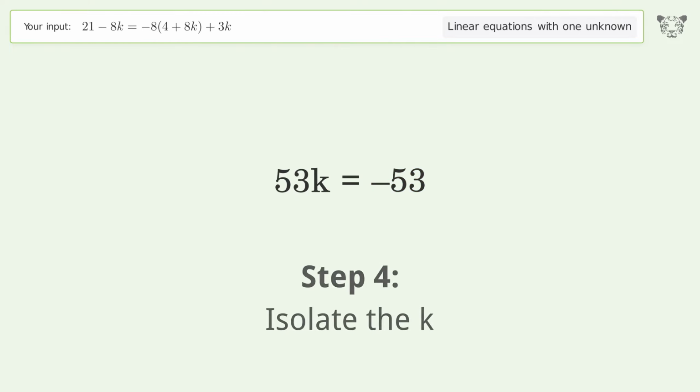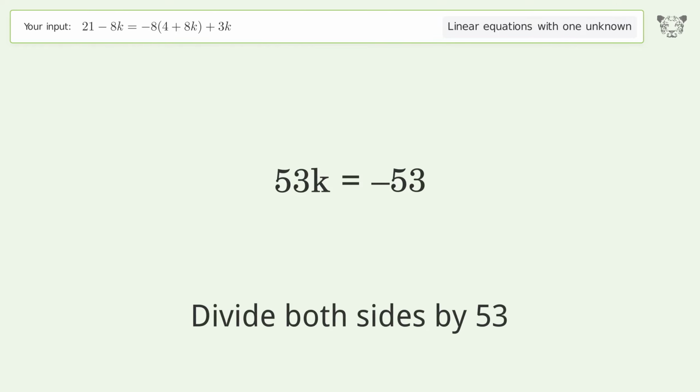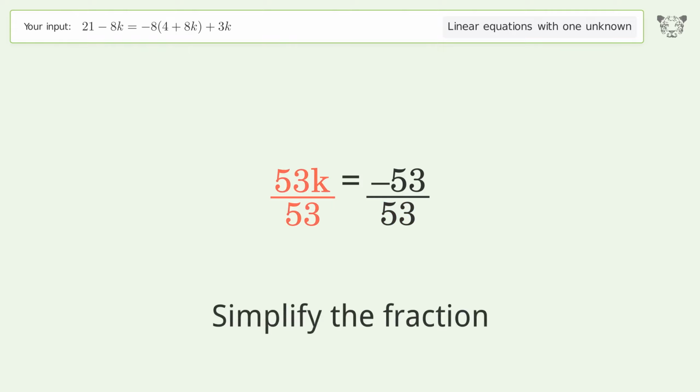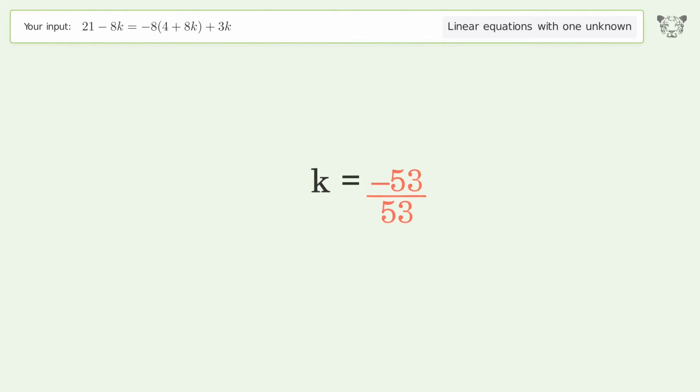Isolate the k. Divide both sides by 53. Simplify the fraction. And so the final result is k equals -1.